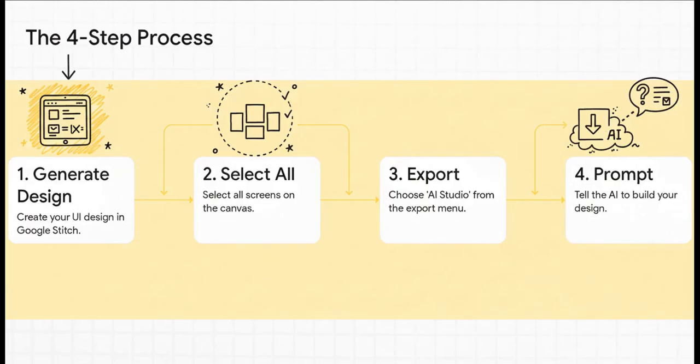And this is the crazy part. It is so simple. Step 1, you make your design in Stitch. Step 2, you select everything on the screen. Step 3, you hit Export and pick AI Studio. And finally, Step 4, you just talk to the AI. Tell it what you want. That's it. 4 steps. Done.